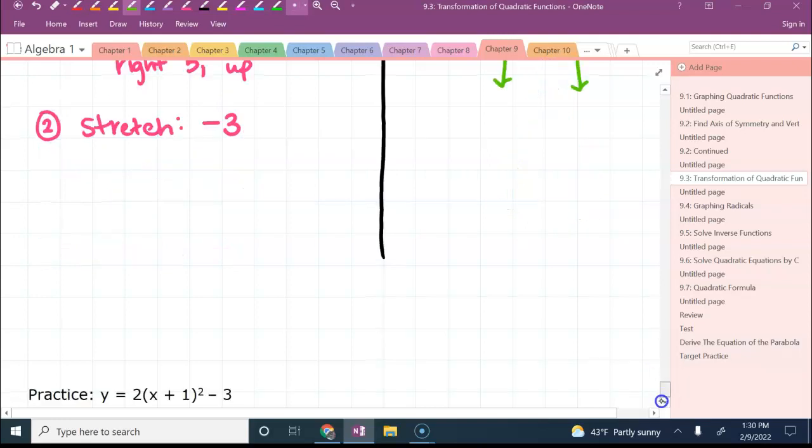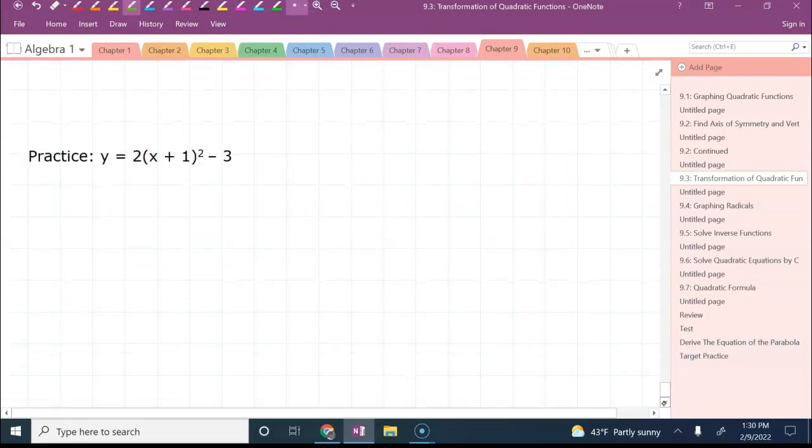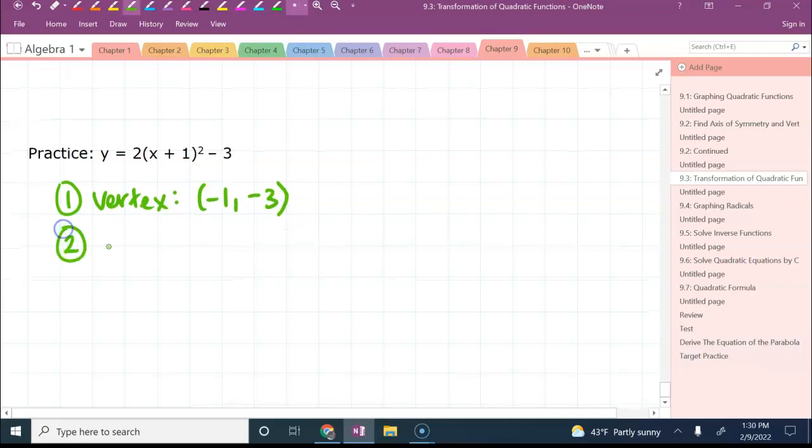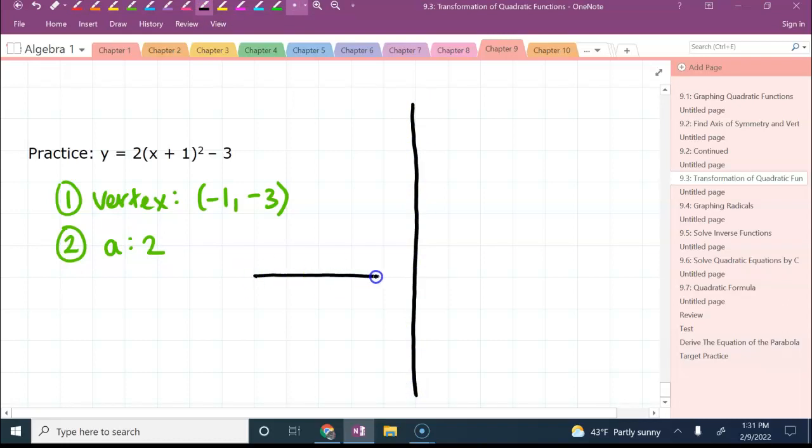And for that last practice problem, the vertex should be at negative 1, negative 3. So you're going to go left 1, down 3. Your A value is 2, which means it's going to stretch 2 units. So if I go negative 1, down 3, I'm starting here. And then I go over 1 to the left and to the right, and I go up 2 because my A is a positive 2 to get my new graph.